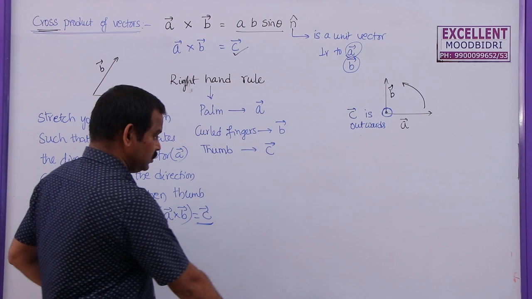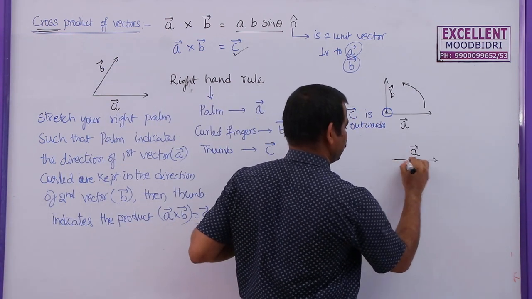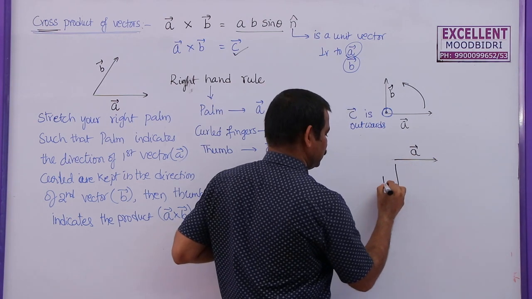Now, in the same case, let me take this is A bar first vector and B bar is acting like this.